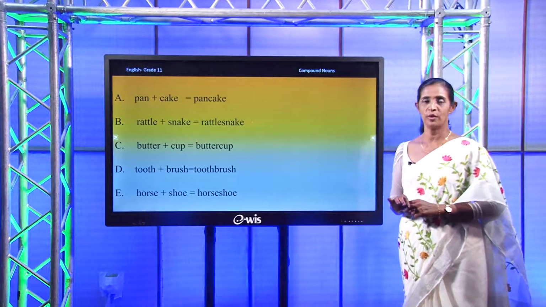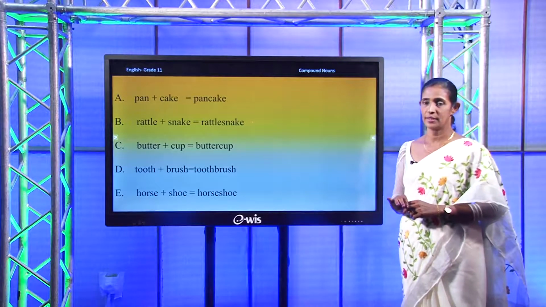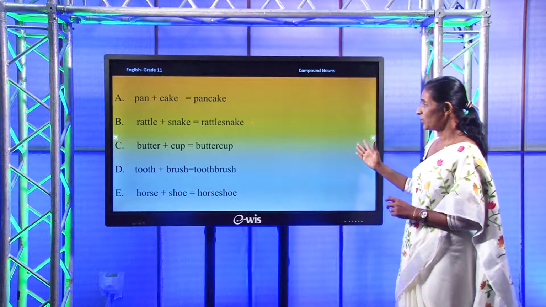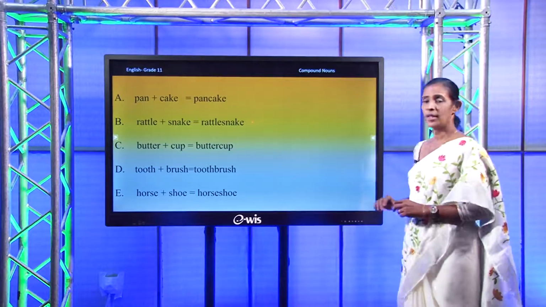Okay, hope you got the words corrected. Once again, you can look at the answers. Just look at the screen. You have those words once again. So you have the pancake, rattlesnake, buttercup, toothbrush, and horseshoe. Okay, children, let's move on to the next activity.